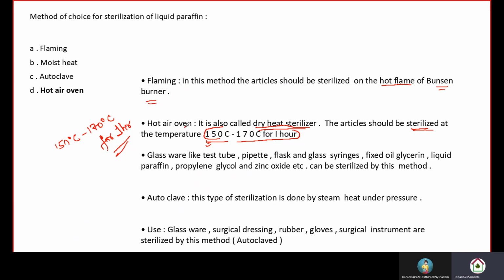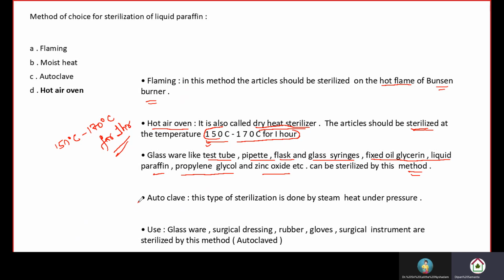In hot air oven, what are the things that can be sterilized by this method? Glasswares like test tubes, pipettes, flasks, glass syringes, fixed oil, glycerin, liquid paraffin, propylene glycol, and zinc oxide. All of these can be sterilized by this method.